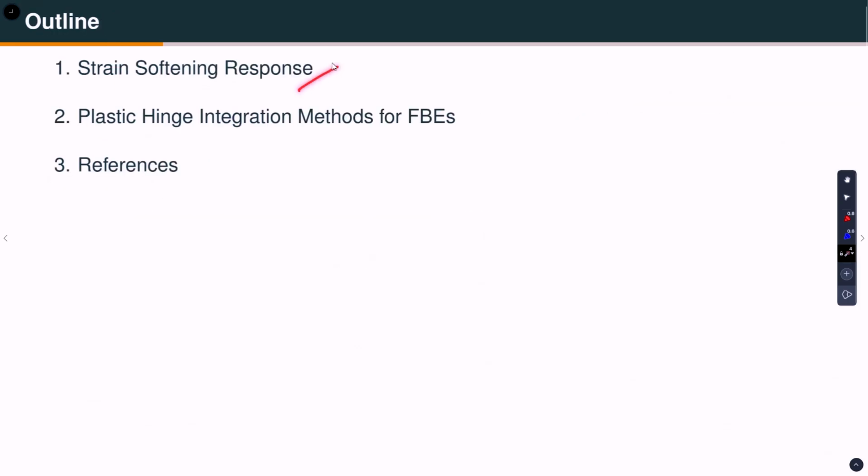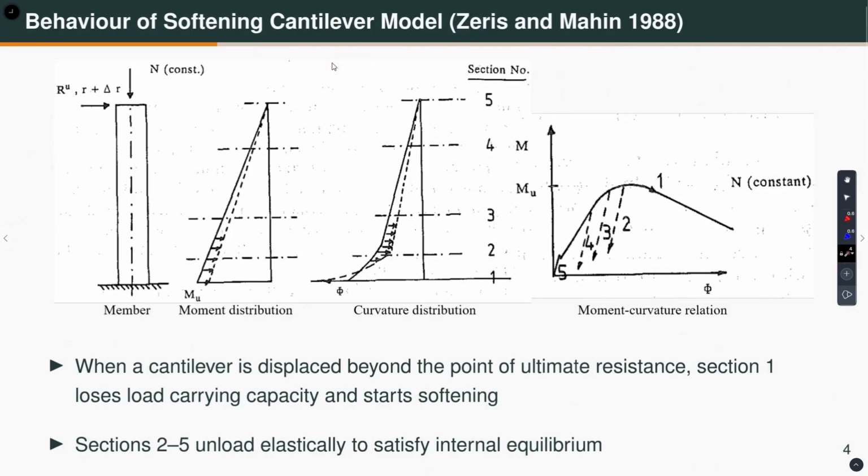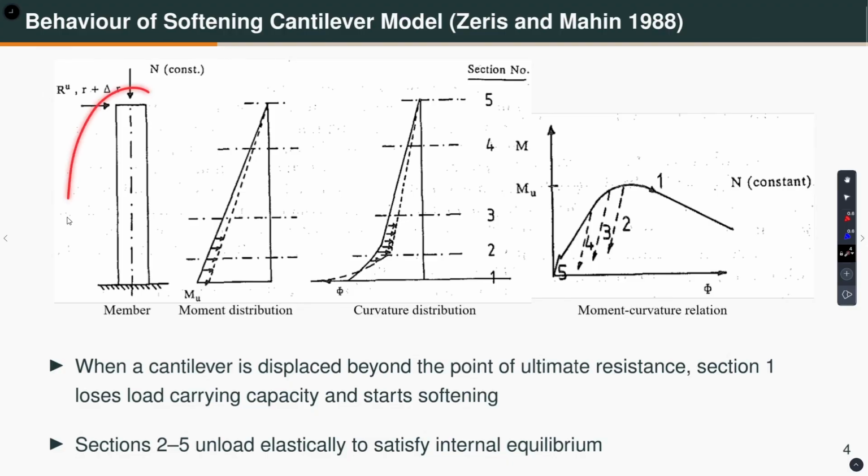We will first talk about the strain softening response. Let us say I have a reinforced concrete column. If you recall from the previous lecture, strain softening response is observed typically in reinforced concrete columns subjected to high gravity load. So, let us take a reinforced concrete cantilever column, which is subjected to some constant axial force, and then we apply some lateral force. We can do it just by applying displacement and measuring the force.